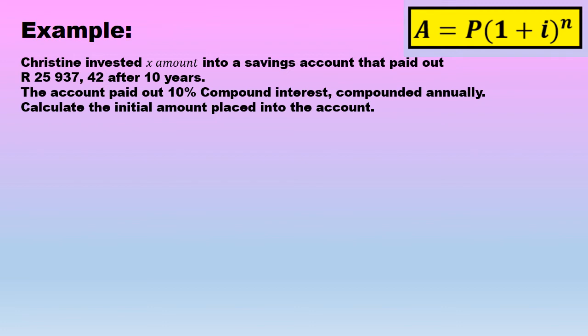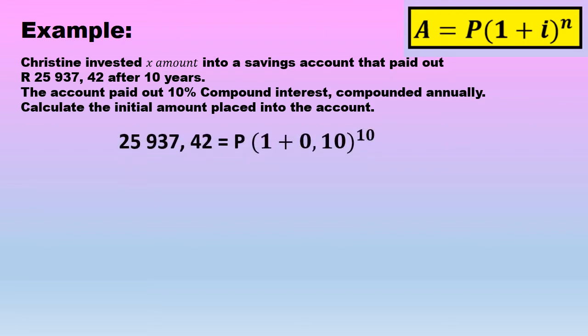Okay, the account paid out 10% compound interest compounded annually. Calculate the initial amount placed into the account. Calculate the initial amount. Calculate P. All right, and I want to show you how easy it is.